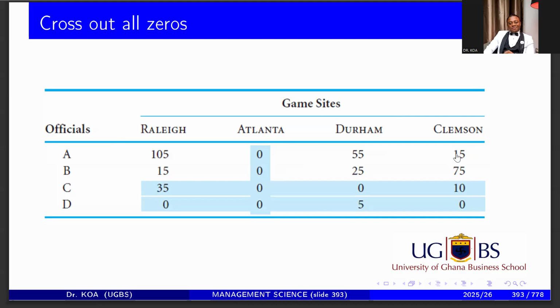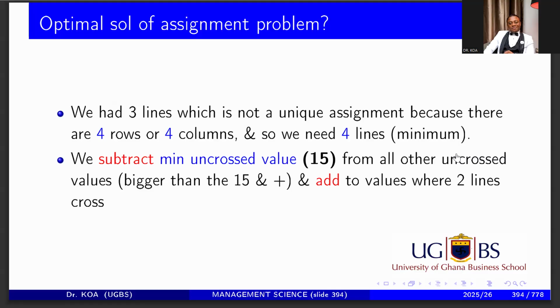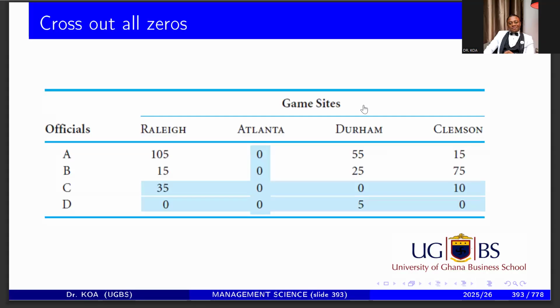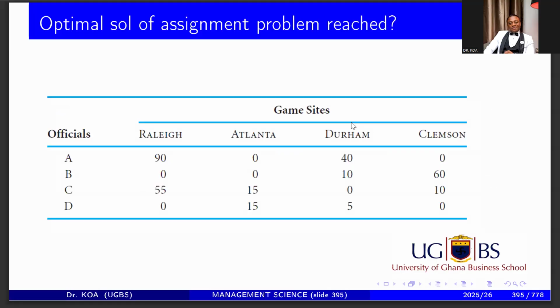Okay, so you take this 15 and then you will now... he says bigger than the 15 and plus. Okay, but the key point is that you take the 15, you will add it to values where the 2 lines are crossing. And where are the 2 lines crossing? These 2 here. You're going to add the 15 there. So when you do that, you get back what? 15 here. Are you guys with me?